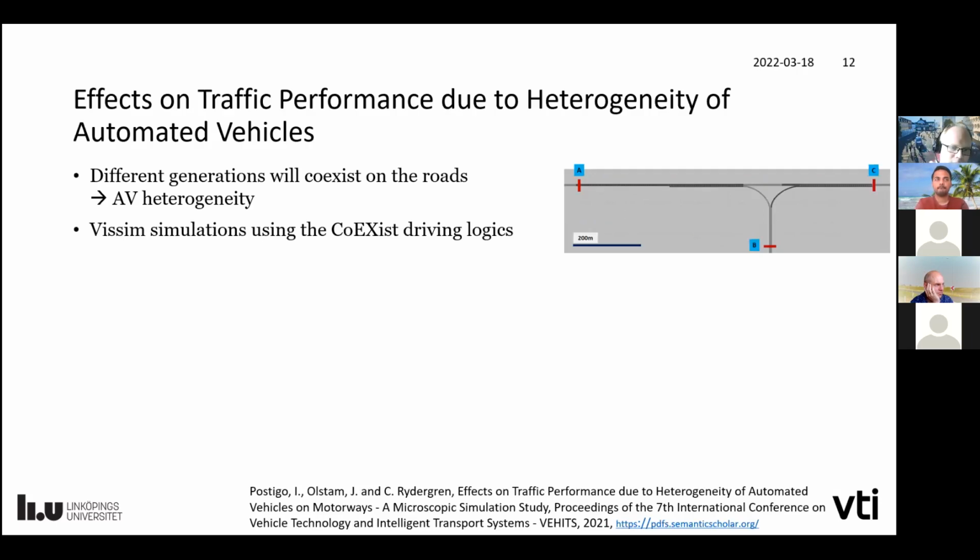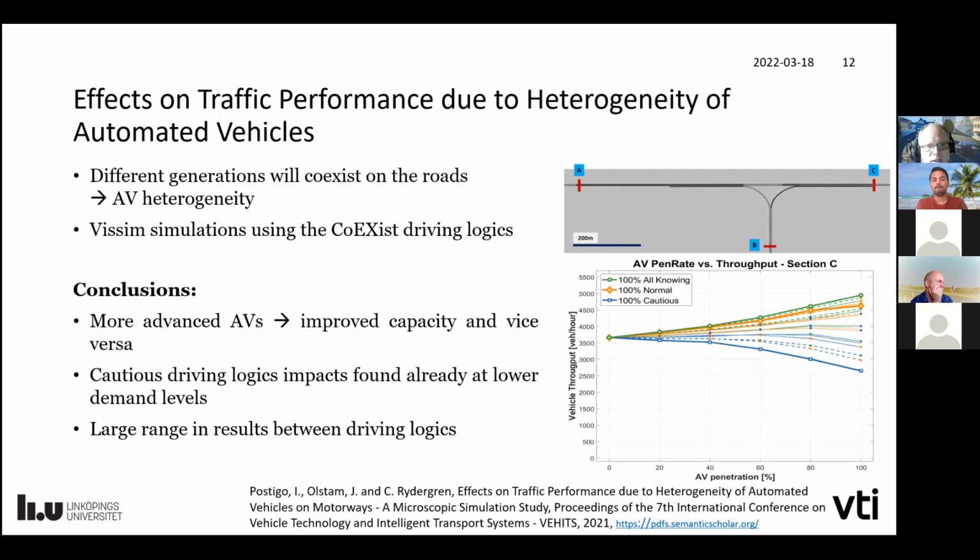In the PhD project by Ivan Postigo, we applied these logics for a traffic simulation of a motorway in order to look at the potential ranges of the effects. And this here is then for the throughput at the end after an on-ramp. There are lots of different potential mixes here of the cautious, normal, and all-knowing logics, and for different penetration rates. So 0 here, then it's 100% human driven, and then 20, that means that it's 80% human and 20% automated, at lots of different mixes.